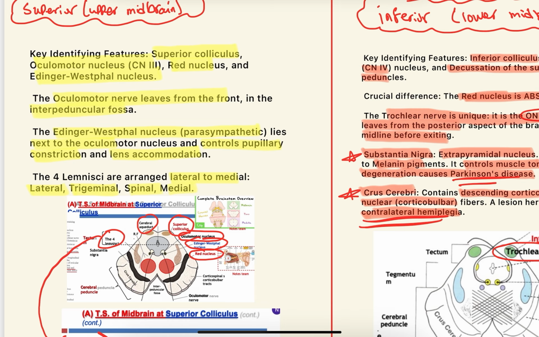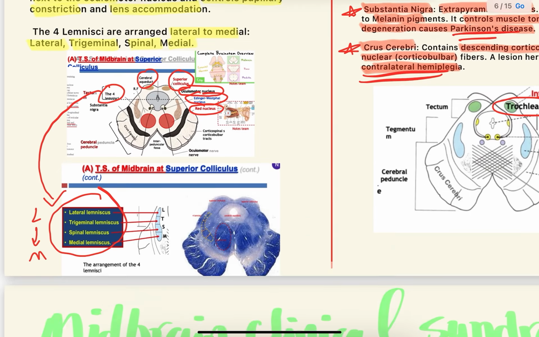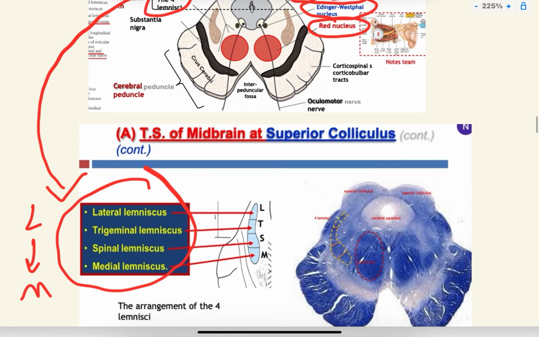Now, from lateral to medial, the arrangement of it, if we get asked in the exam, it's lateral, trigeminal, spinal, medial: LTSM. Memorize it like this: lateral to medial, LTSM. Okay, now again, this is it, as you can see. So the lateral, trigeminal, spinal, and medial lemnisci.